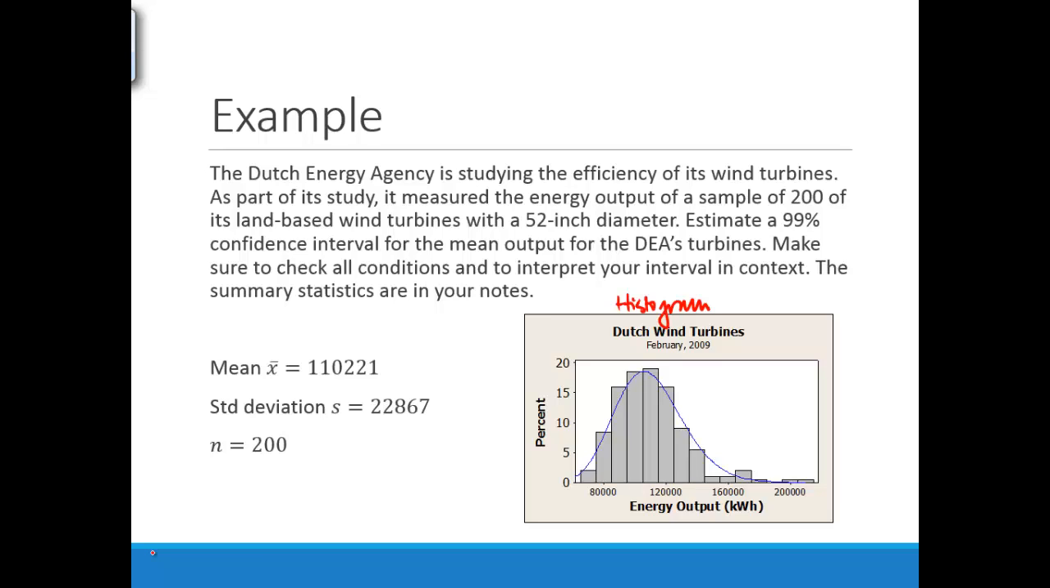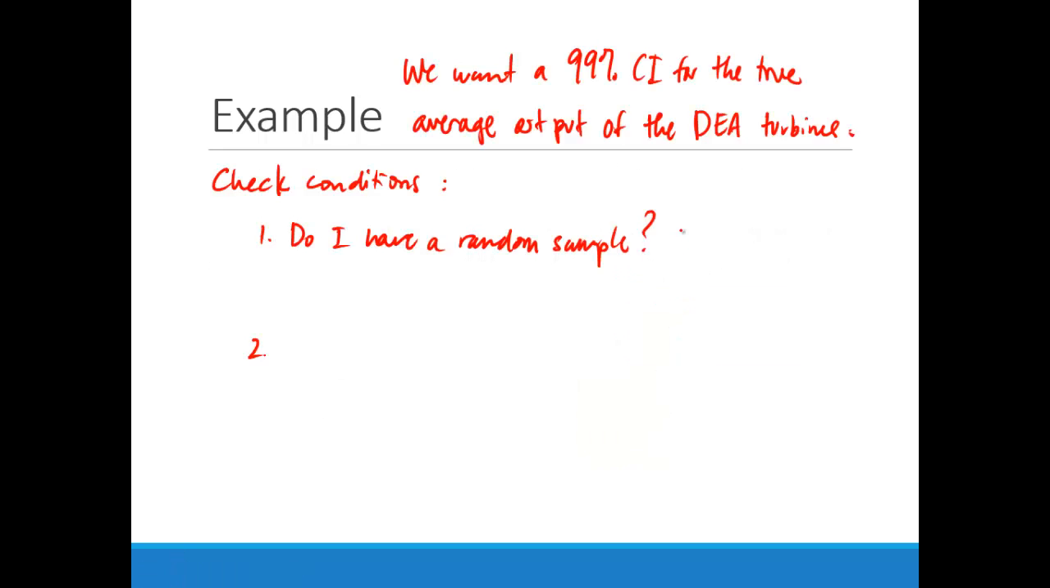It doesn't say so, right? All we're told is that we just have a sample of 200 turbines. So it's not stated that we have a random sample. But we're going to trust the Dutch Energy Agency. They're hopefully a reputable agency, and we'll have collected a good sample. Again, there's no reason to assume that we would have some sort of a biased sample.